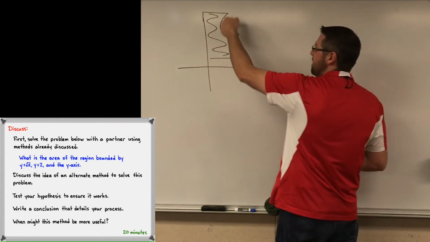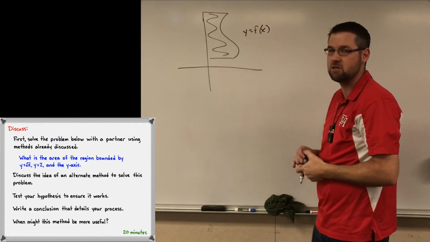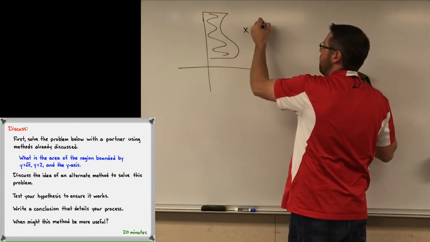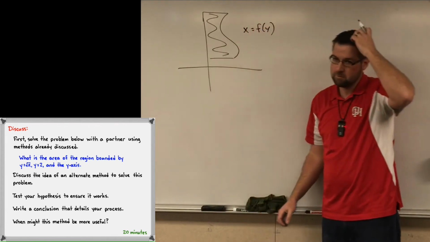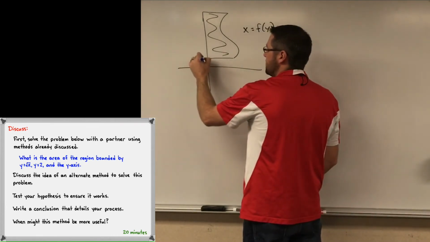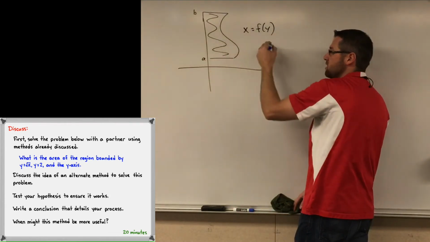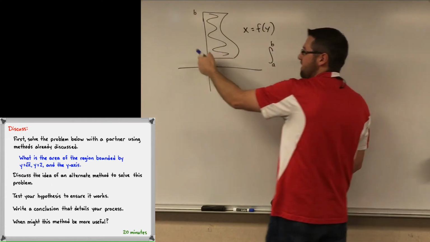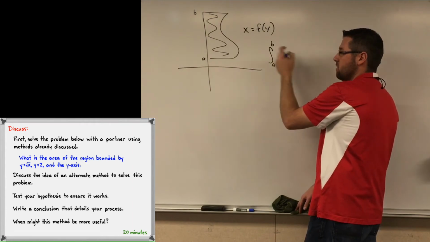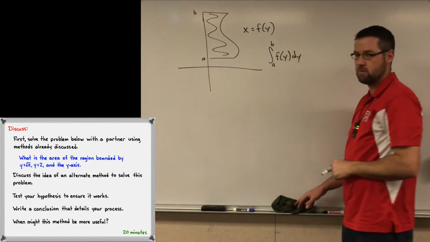So this is not a function. We can't say this function is y equals f of x because it's not a function. What we can say, though, is that this is f of y. Right? And so now let's call this A and call this B. The answer to the area of this region is the integral from a to b. What kind of values are a and b? Y values. The integrand is in terms of y, and then our dy at the end.